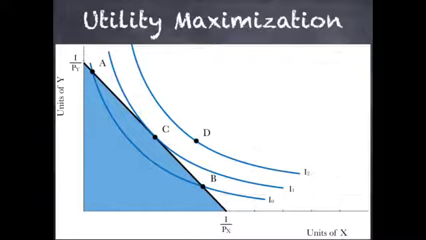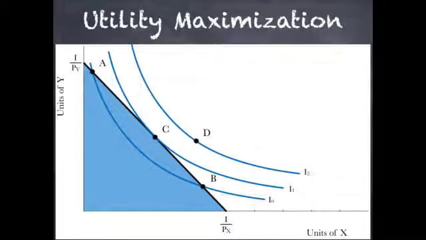So if we take a look at points A, B, and C, we want to say, well, what's the difference between A, B, and C? Or which ones are preferable, or which one maximizes our utility? If you remember, the further the indifference curves go from the origin, the higher the level of utility.